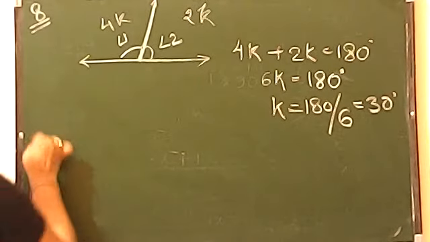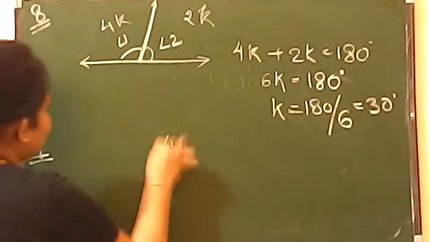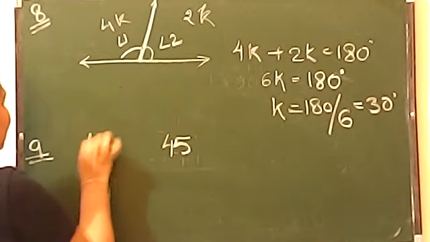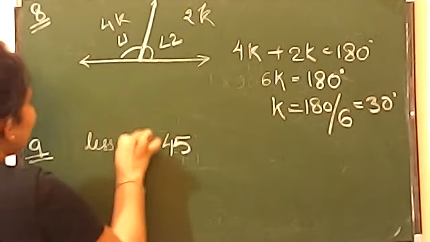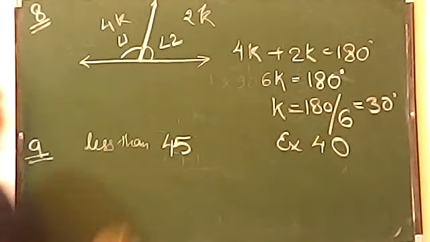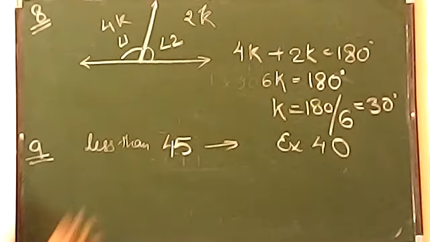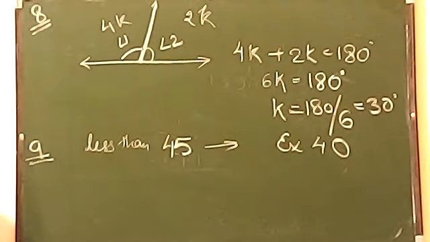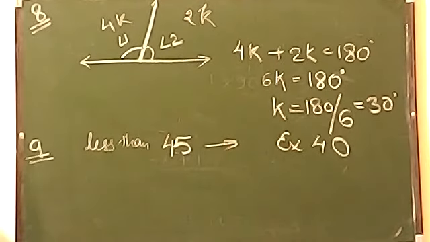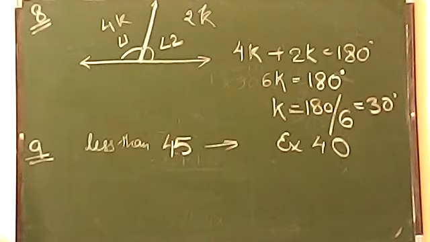Now question number 9. Question number 9 says an angle is less than 45. Let's say I am taking the example as 40 degrees. I took an example of 40 degrees. Now it is telling you have an angle which is less than 45, so I put the example 40. Is its complementary angle greater than 45, equal to 45 or less than 45? Explain with the help of an example.